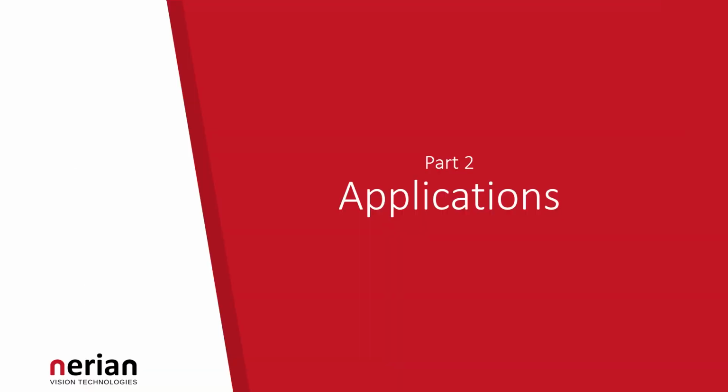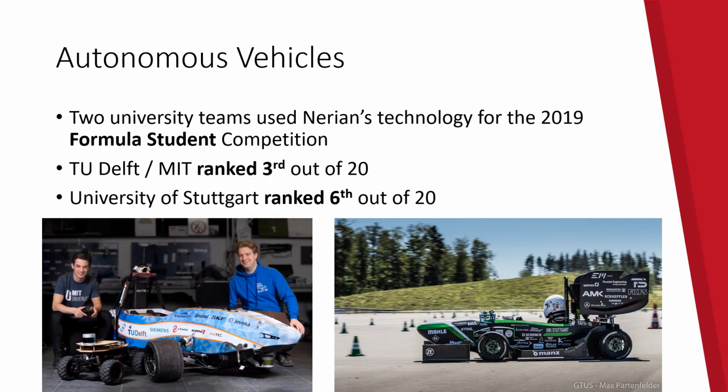So much about the technology behind our systems. Now I want to take a look at some actual applications. The list here is a little biased towards academic projects, and the reason is that with industrial projects we typically have NDAs in place that prevent us from talking about them, but we're free to talk about all academic projects. So for the start, Nerian sponsored 2 teams at the 2019 Formula Student competition.